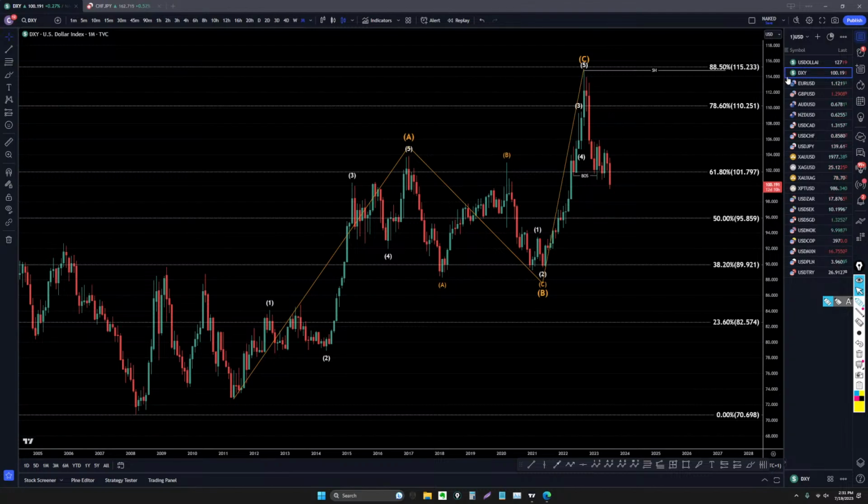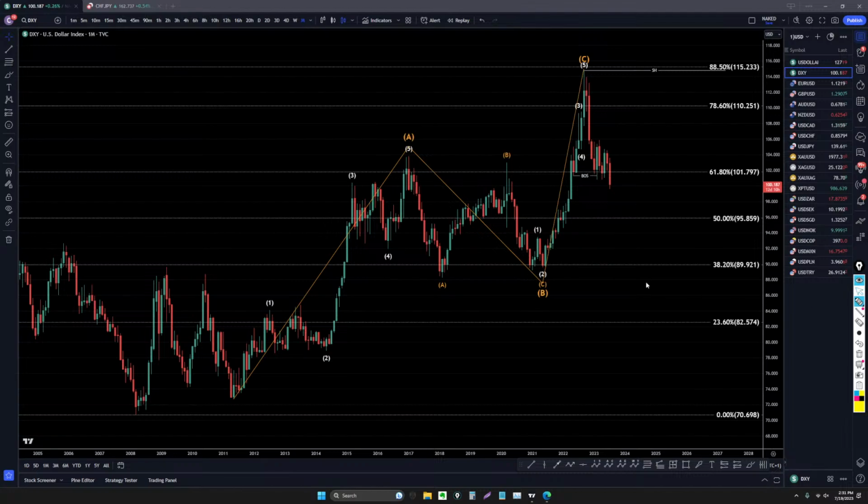So anyways, we're going to start off as usual. We're going to look at the DXY, the US dollar index. We're going to start off on the monthly, do a full top-down analysis all the way down to the 1 hour time frame. Then we're going to use that information and apply it to all these other US dollar pairs, including gold. So anyways, let's get started.